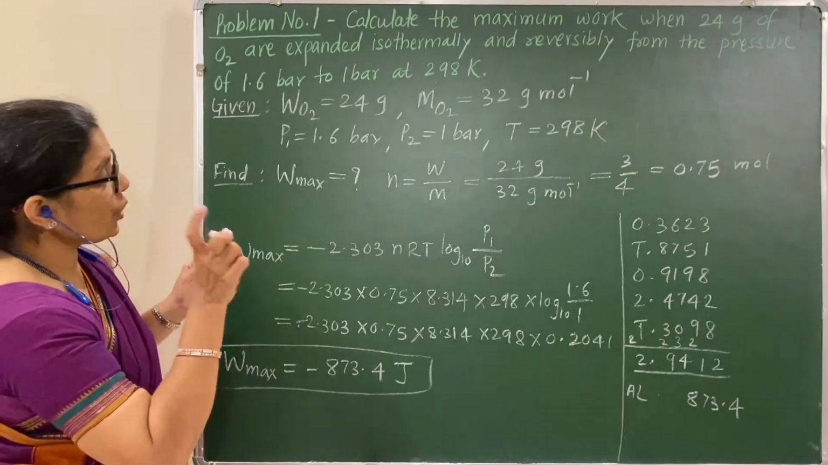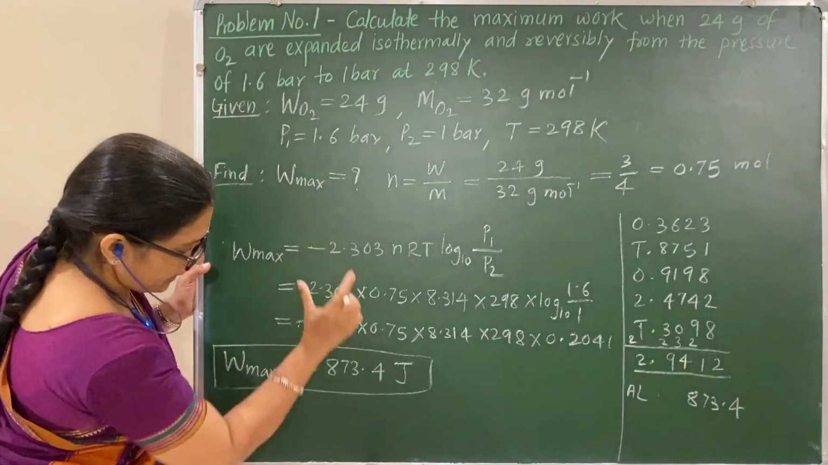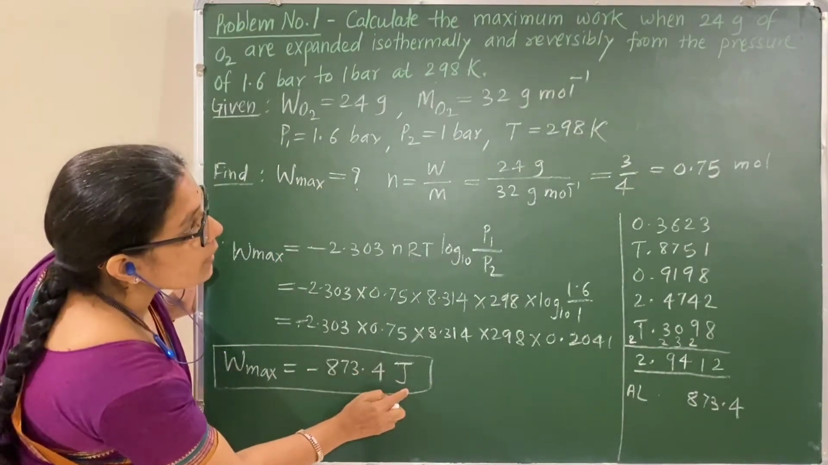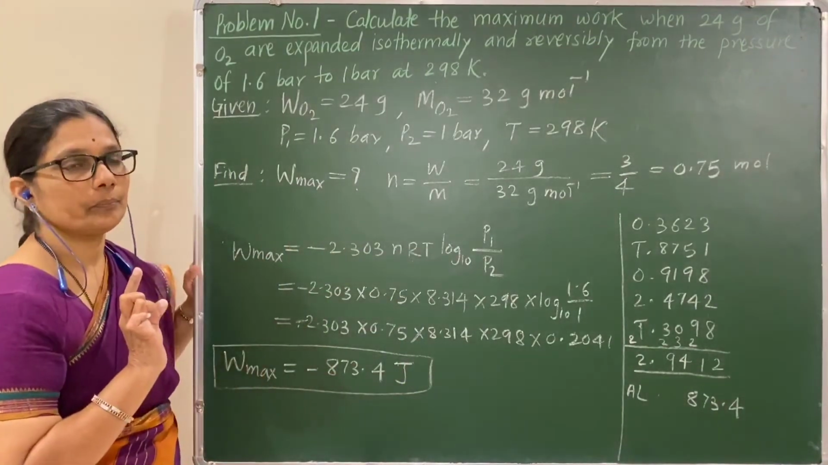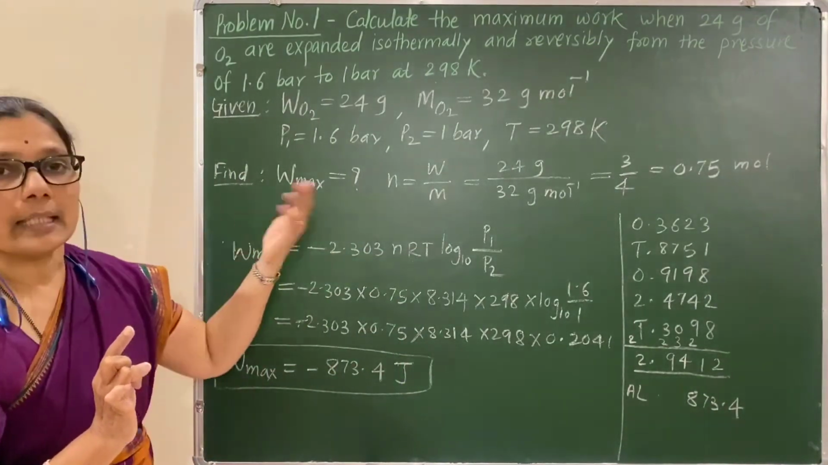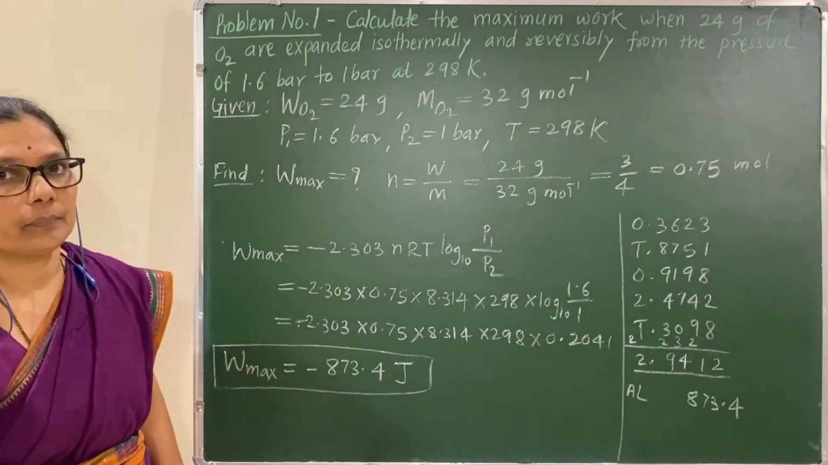Now, once again check that. Find W max here, with its sign and unit. Okay. Now the numerical is over. Let us see the next numerical.